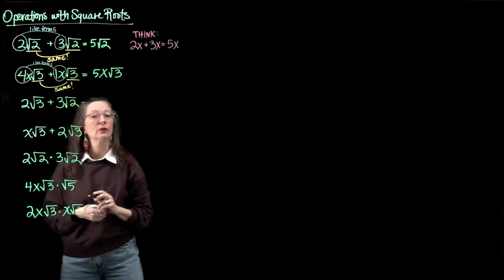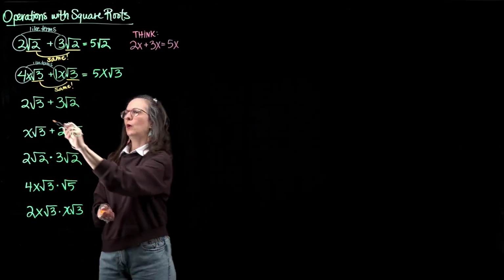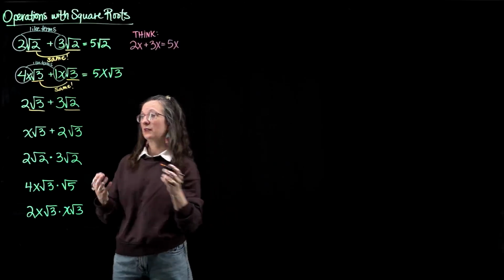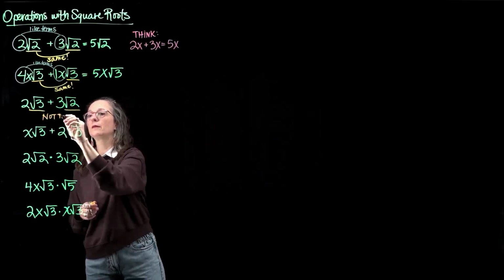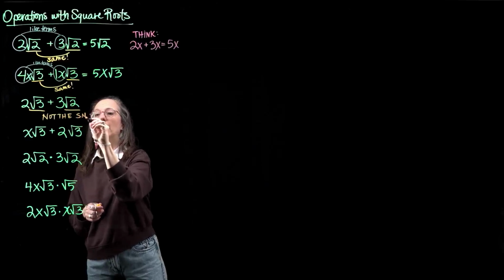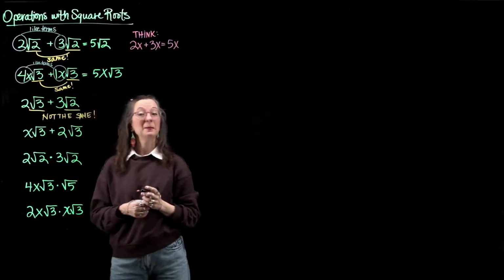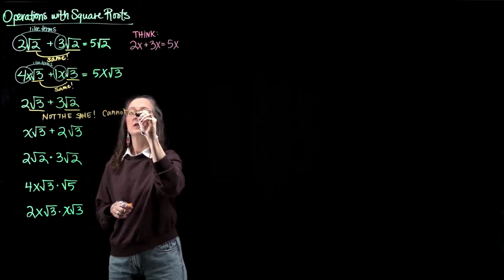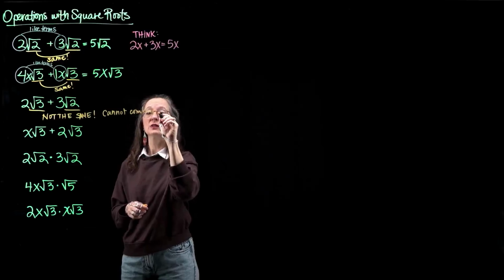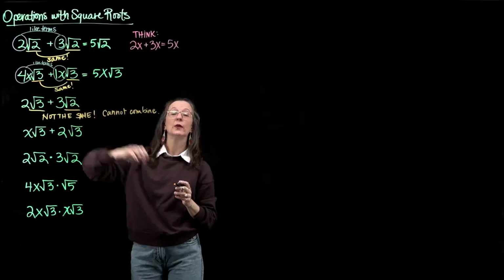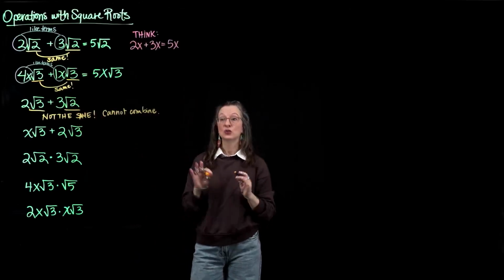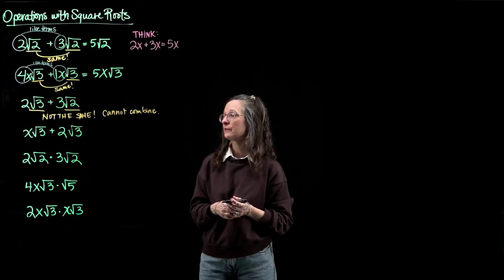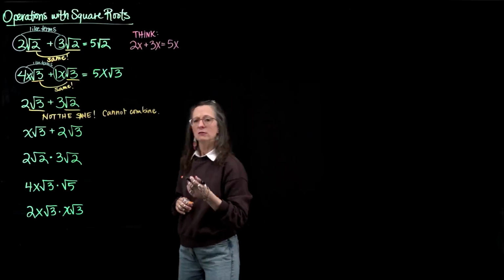All right, let's look at another one. Here I have 2 square root of 3 plus 3 square root of 2. When I look at the square root of 3 and the square root of 2, those are not the same. That means that I cannot combine. And so it is already in its most simple form of 2 square root of 3 plus 3 square root of 2. So we would leave that alone. There's nothing I can do to combine like terms.